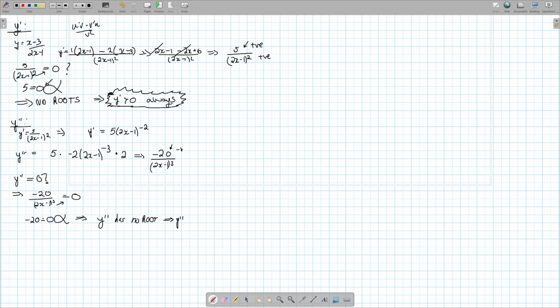it's negative. Now here, 2x minus 1 cube, it can either be positive or negative. You need to know when is it negative, when is it positive. 2x minus 1, when is it negative? Let's see, it's negative for x less than half. And when is it positive? When x is greater than half. So, we know if it's negative also, that means the function would be positive.